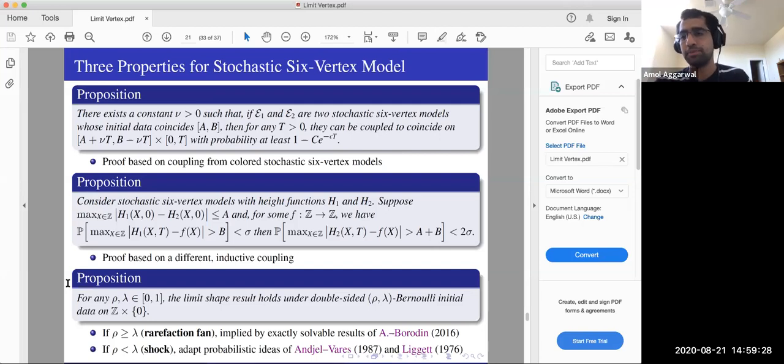So to the left of 0, particles come in with property rho, and to the right of 0, arrows come in with property lambda. So if rho is at least lambda, which the experts will know corresponds to a rarefaction fan, this is more or less implied by results of Alexei and myself from 2016. If rho is less than lambda, then there's a shock in the model, and actually the exact solvability doesn't quite work as well. But you can still import probabilistic ideas from Angelveris and Liggett.